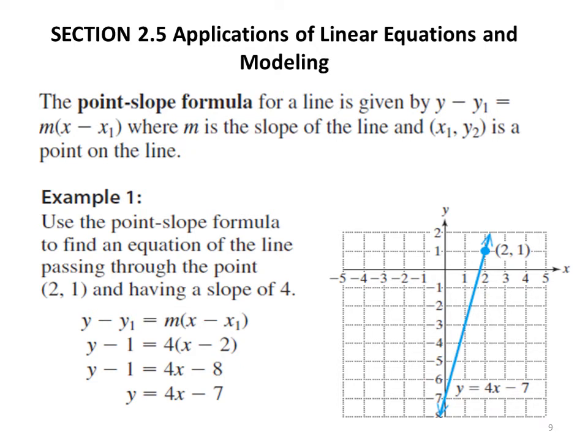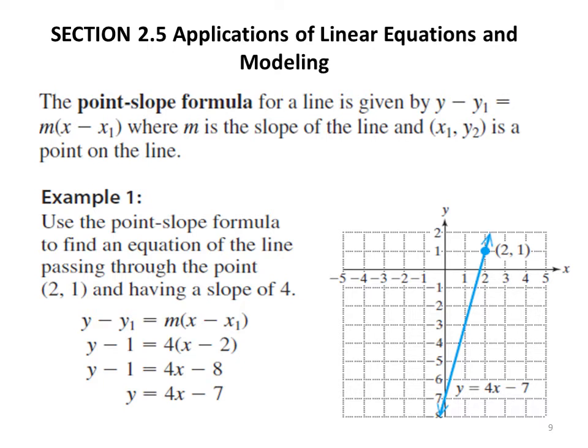The next thing, 2.5, we want to look at applications of linear equations and modeling. We did this before. Modeling means you use an equation to represent a real life quantity. In particular, we want to look at applications now of linear equations. The point slope formula for the line is given by y minus y1 is equal to m times x minus x1. This is yet another form for the equation.